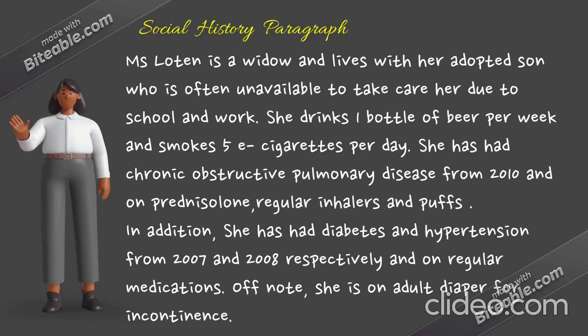Then we will go to the medical. She has had, because she has had, so keep this term in your mind. From 2010 it started and until now she has the problem. In the same way, diabetes and hypertension started from 2007 and 2008 respectively. Until now, she has the problem. In the question paper, you can see that they have already mentioned the year. So if the year or date from when the patient has had the problem is given, you have to write she has had chronic obstructive pulmonary disease from 2010 and is on prednisolone 40 mg and regular inhalers and puffs.